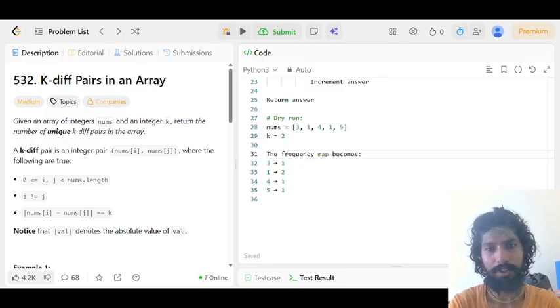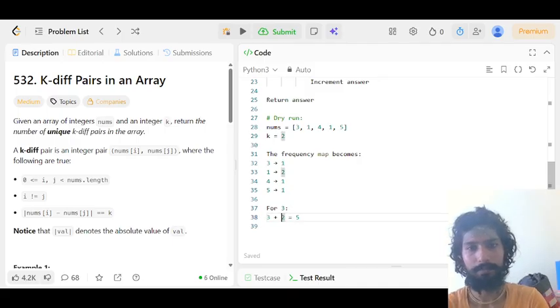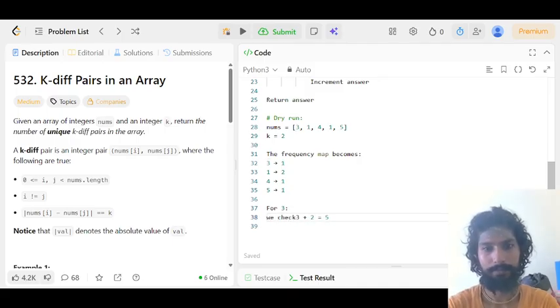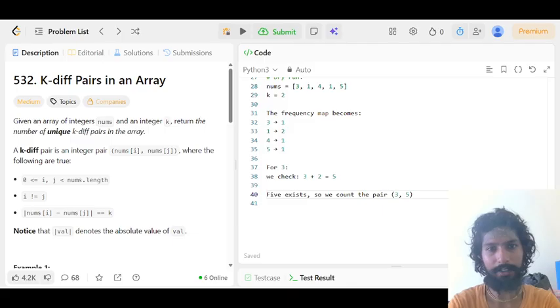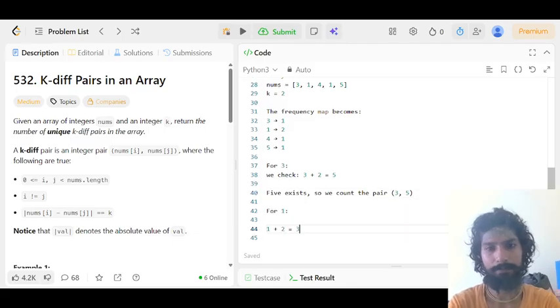Because k is greater than 0, we check num plus k. For 3, we check 3 plus 2 equals 5. 5 exists, so we count the pair 3, 5. For 1, we check 1 plus 2 equals 3. 3 exists, so we count the pair 1, 3.